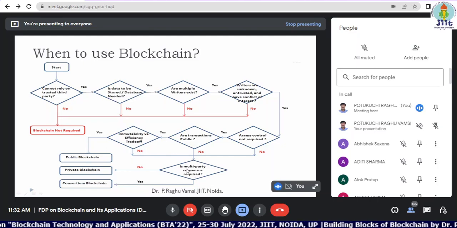then check whether multi-party consensus is required. If yes, then consortium blockchain. Otherwise, go for private blockchain. So this is the flow graph with which you can decide for your project whether blockchain is required or not.